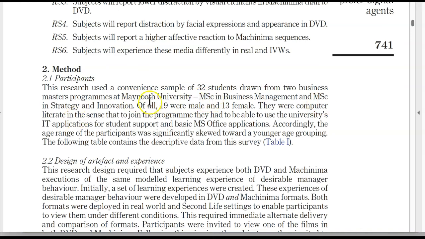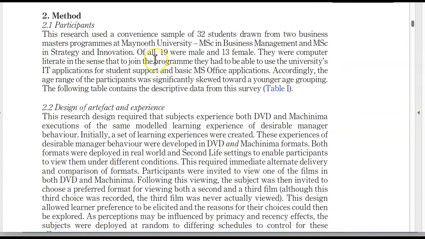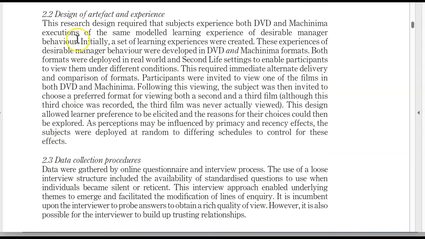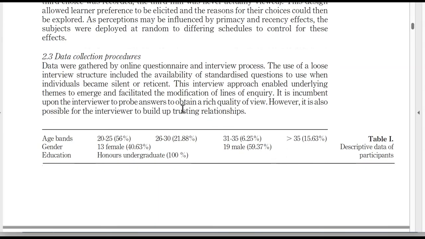32 students drawn from 2 master's programs at his university. They were 19 male, 13 female. They were computer literate, so we can see kind of who he's looking at here. And then designed the subject for both DVD and machinima executions of the same modeling experience. So he's doing basically an experiment here, comparing the different types of learning, but he's doing it in a qualitative way. Not entirely sure it's the best way.